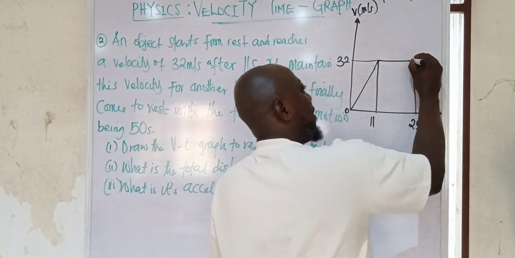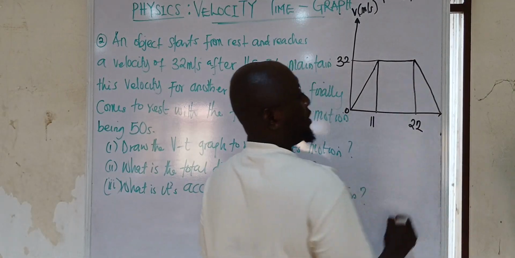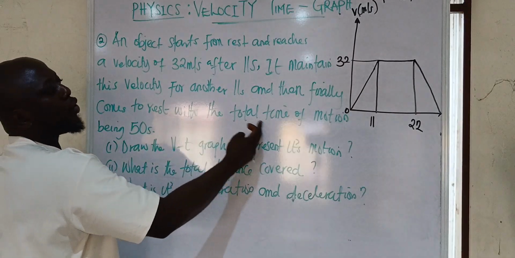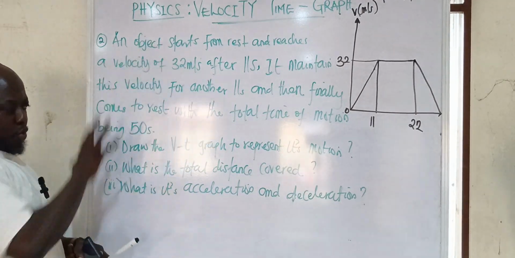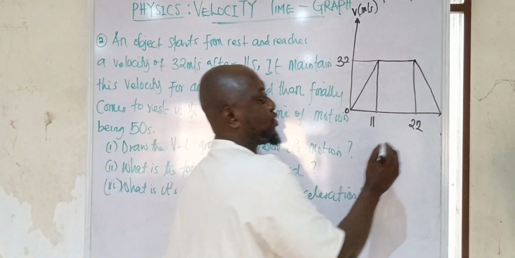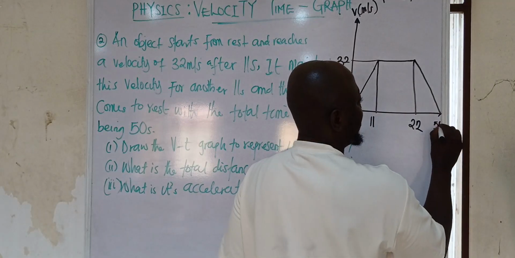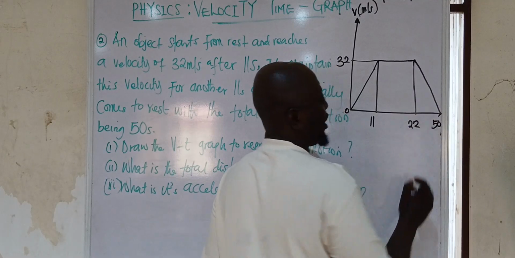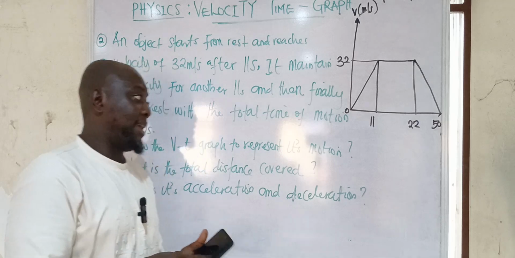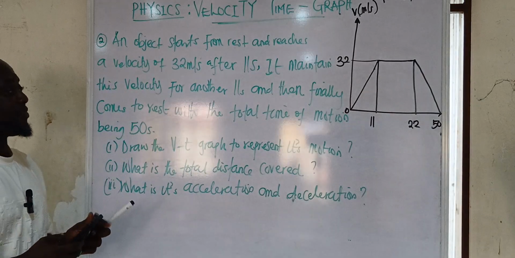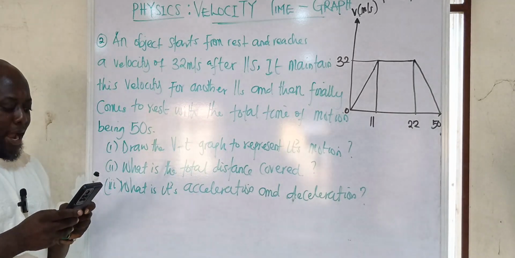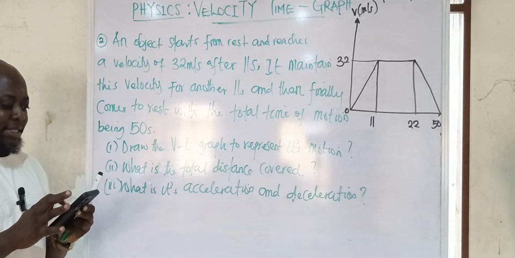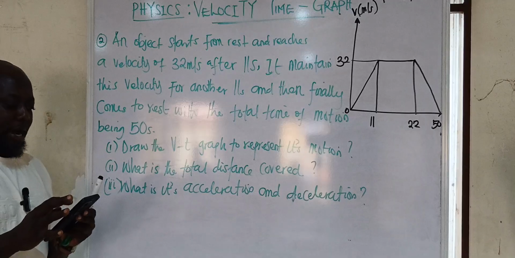To rest here means our retardation or our deceleration. It has come to rest. Now, they have given us the total time of the motion to be 50. So in this case, you don't need to add again. This is 22, and then this becomes 50, because they said that the total time is given to be 50. So you don't need to add up anymore. You just draw the diagram and proceed to what you are calculating.